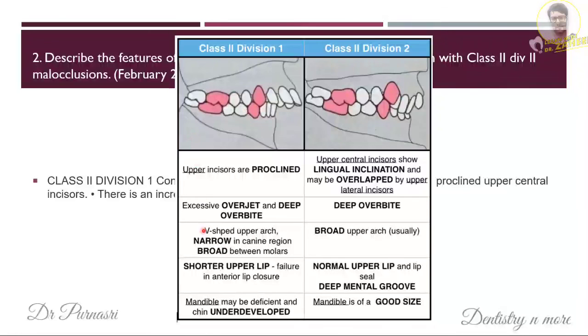The arches are V-shaped or narrow in the canine region and broad in the molar region in class 2 division 1, whereas in division 2 they are broad, or usually we call it a square-shaped arch. In class 2 division 1, the upper lip is short and the lips cannot be closed easily. In division 2, the upper lip is normal, but we will notice a deep mentolabial sulcus. In division 1 again, the mandible is usually short, whereas in division 2, most commonly it is of a good size. So this is the comparison.